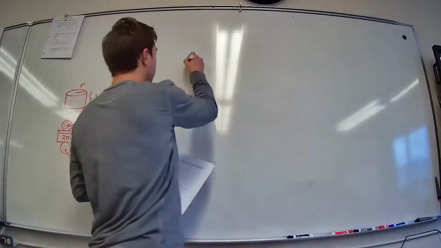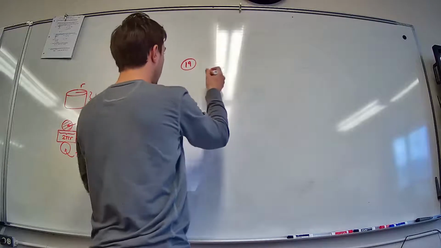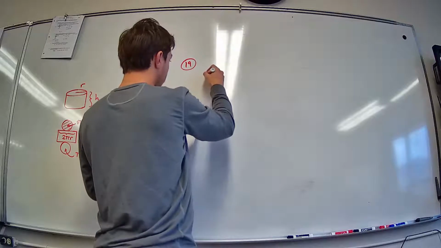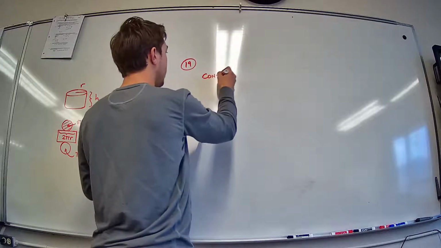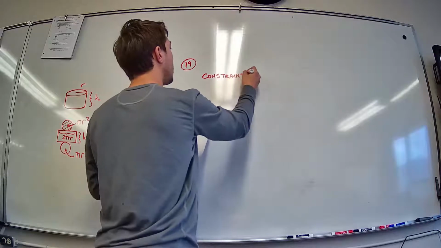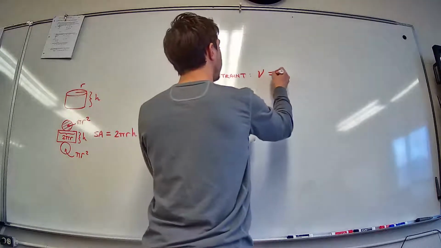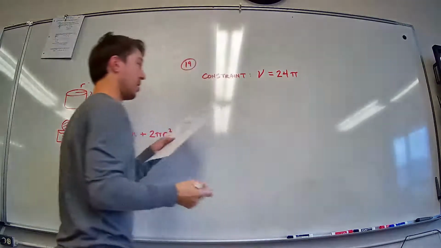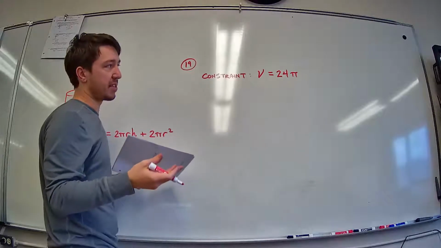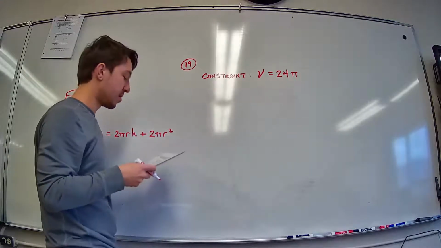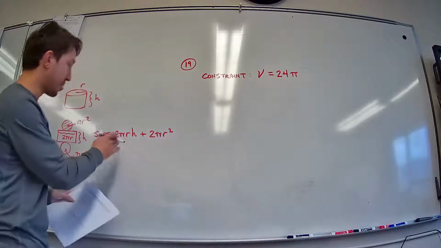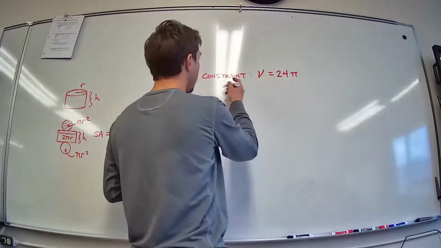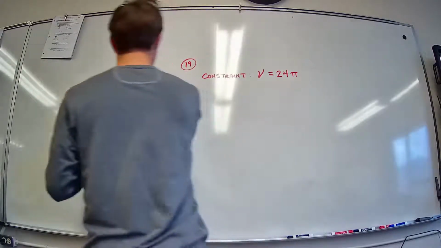So for 19, our constraint is that the volume must be 24 pi. So roughly, whatever that is, like 75 or something. But we're going to keep the pi in there because, as you can see, there's pi's in the formula. The pi's are going to drop out. We're going to cancel this. What's the formula for the volume of the shelf that we're dealing with?